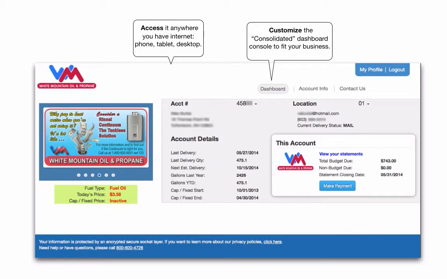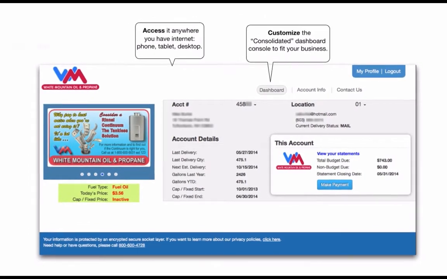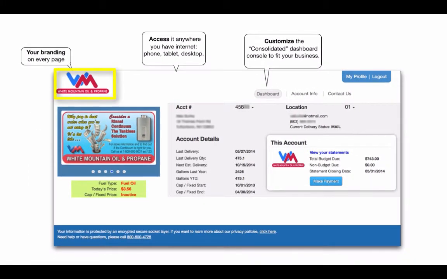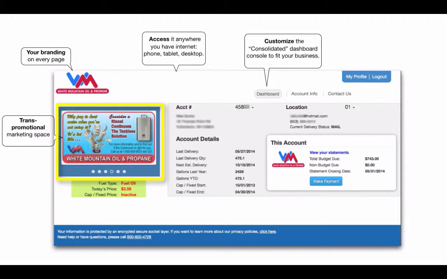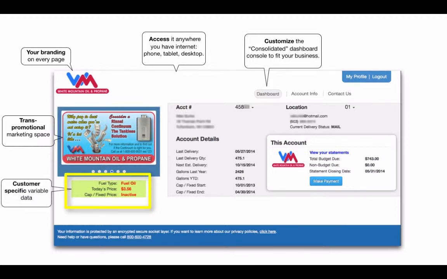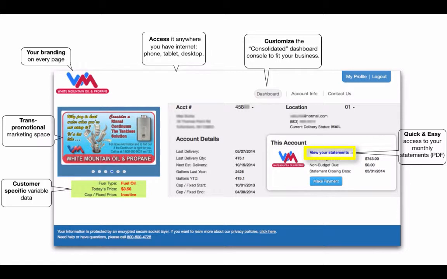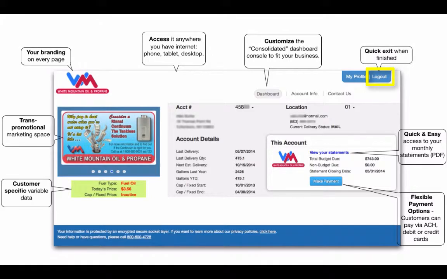A couple of key features to point out. First, you'll find your branding on every page. Second is the transpromotional marketing space. You may find this space beneficial in promoting specials, announcements, or just static advertising. Below that, we've included space for customer-specific variable data. Another feature is the quick and easy access to your statements and flexible payment options. And finally, logging out is always easily accessible.